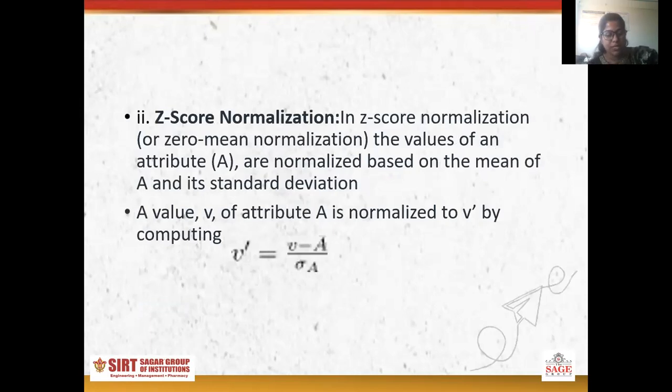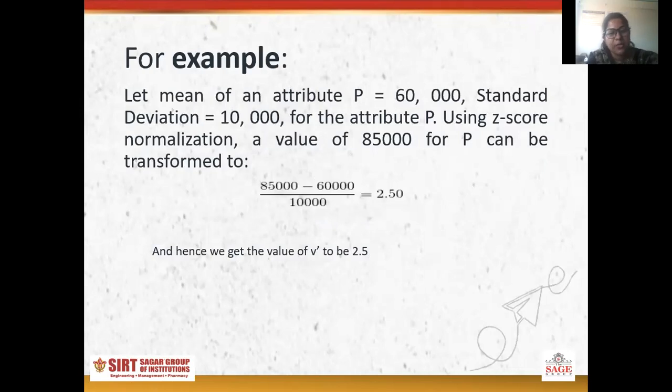Coming to Z-score normalization, also known as zero mean normalization, the values of an attribute A are normalized based on the mean of A and its standard deviation. You all know what the mean is and how to find the standard deviation. The formula is: a value V of attribute A is normalized to V' by computing V' = (V - mean of A) / standard deviation of A. Let us see this with an example.